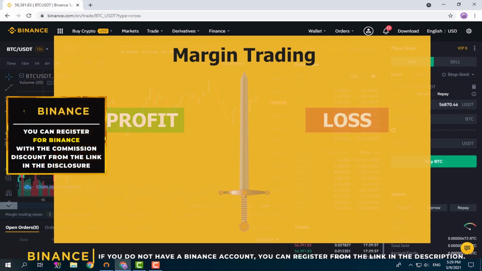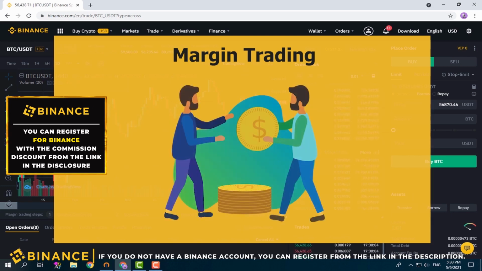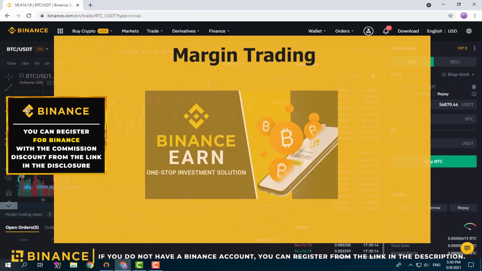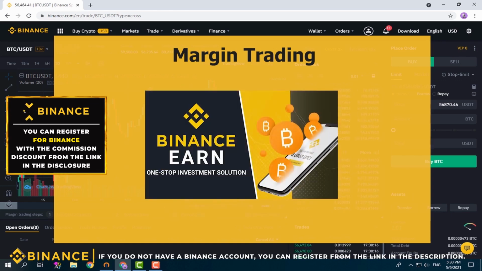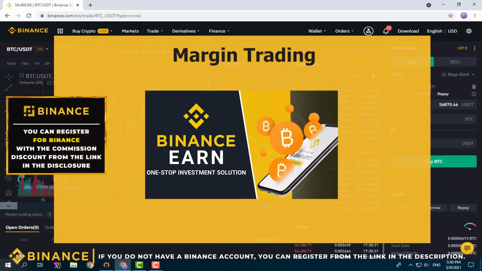In other markets, usually brokers provide the funds, but in the cryptocurrency market, the funds are usually provided by other traders or investors who earn interest on their capital. For example, here on Binance, traders and investors who take part in Binance Earn Investment Solutions, their capital is used for funding your margin account here. Actually, you borrow money from those people and pay interest to them.